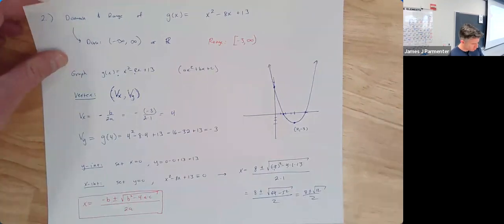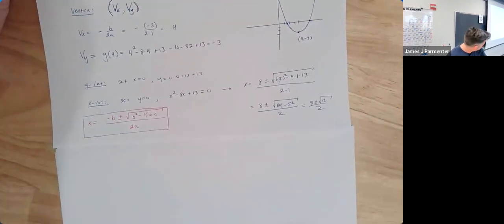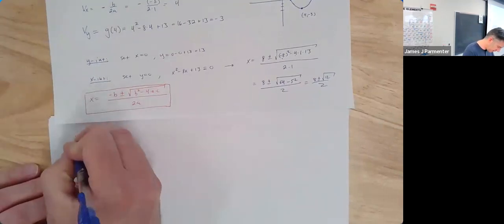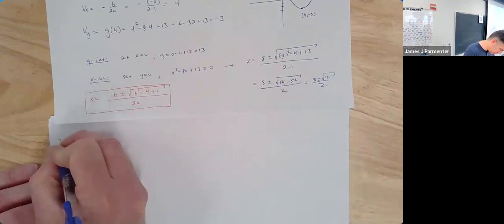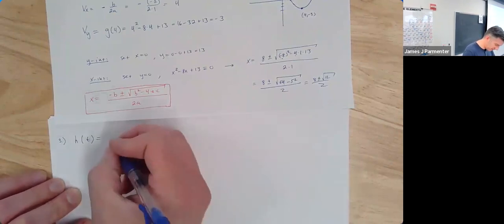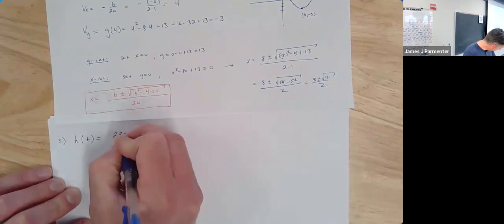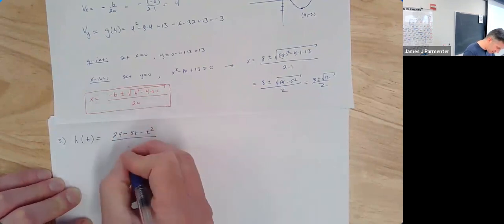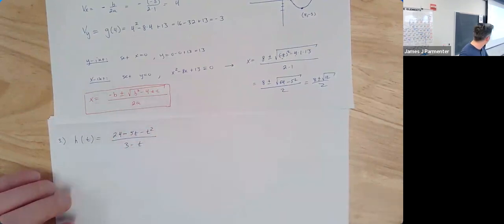Okay, more examples. I feel like I made this one extra tricky. Let's make it a little less tricky. Let's say we have the following function. H of t equal to, no, I like it that way, fine. We'll do the tricky way. 24 minus 5t minus t squared, over 3 minus t.